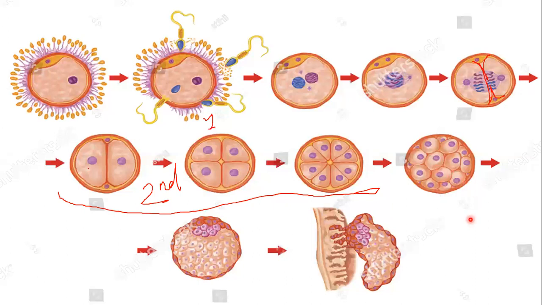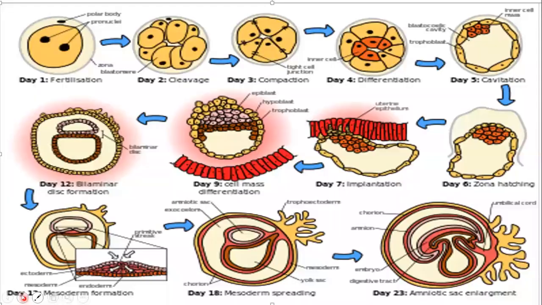Now we have more stages, like the 9 and 8 cell stages, and some cells get aggregated and present at the center, and some get arranged at the outer side. We see that some cells are present centrally and some are arranged outside. The cells which are aggregated at the center are known as the inner cell mass, and the cells which are present outside are known as the outer cells. So the inner cell mass goes through a process known as compaction.